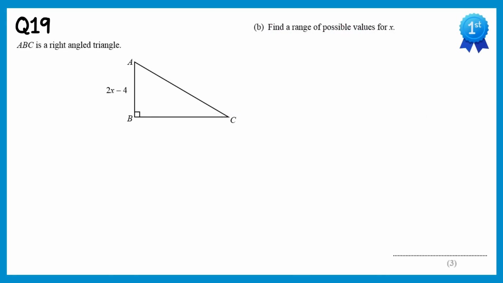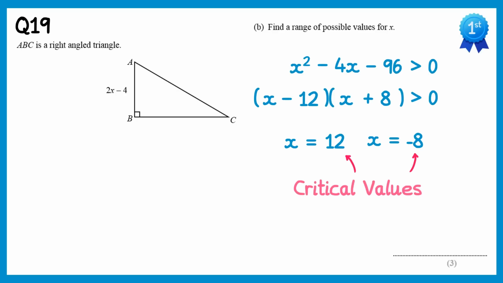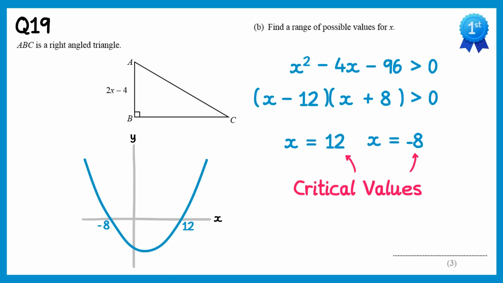For the final part of this question, we need to solve the inequality. To do this, we'll factorise the left-hand side. There are two brackets, and they would be x take 12 and x plus 8. This gives you two critical values, which are x is 12 and x is negative 8. If we draw the graph of this then, we know the quadratic graph will cross through negative 8 and 12, so it will look something like this. Since our inequality said greater than 0, we're interested in the two parts marked here in red. Since they are above the axis, they're greater than 0.